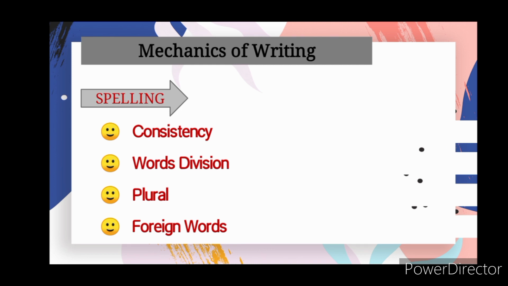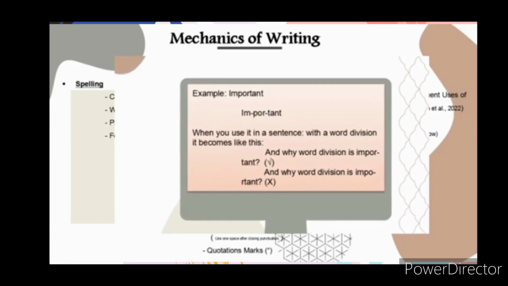So consistency is adhering to the rules throughout the writing process. For example, when you use an American type of writing at the beginning of your writing, you have to use it until the end. And the next is the word division. It is a process of dividing a word. Use hyphen to divide a certain word. For example, important. When you use it in a sentence with a word division, it becomes like this.